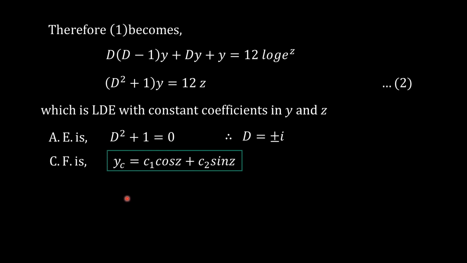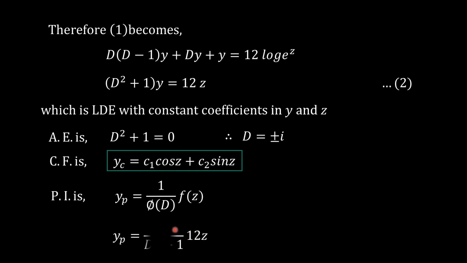Now we will go to find yp. Yp is given by the formula 1 upon phi of D of f of z. Here our phi of D is D square plus 1, and f of z is 12z. Now this is a polynomial function, and we know how to get the yp in case of a polynomial function.